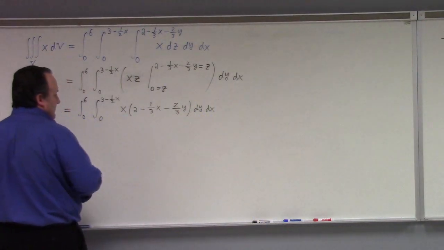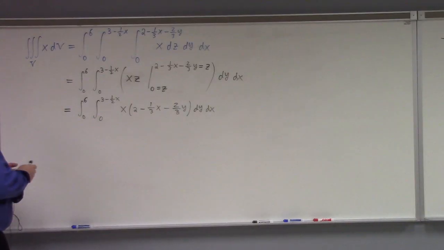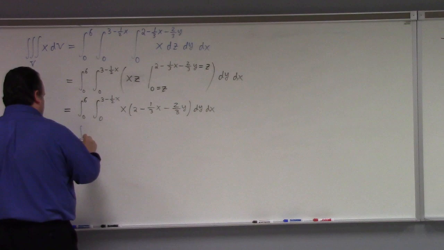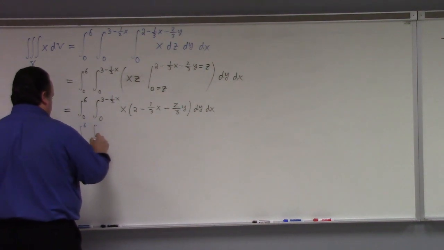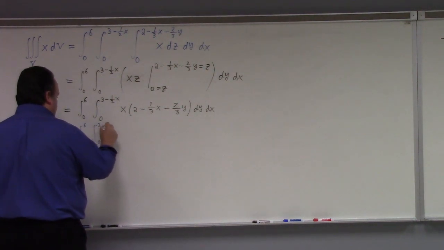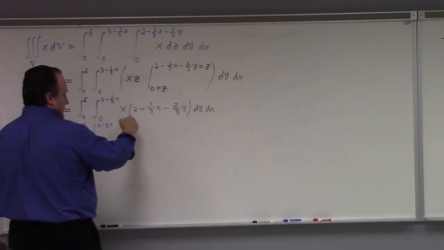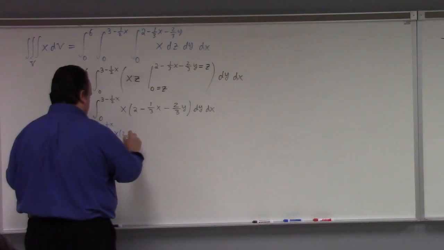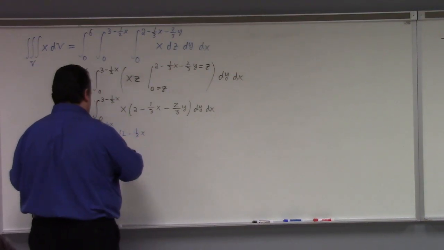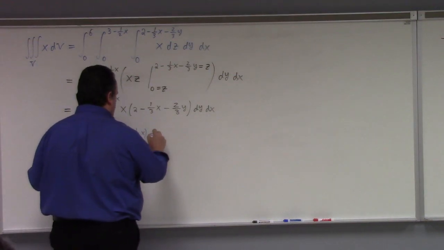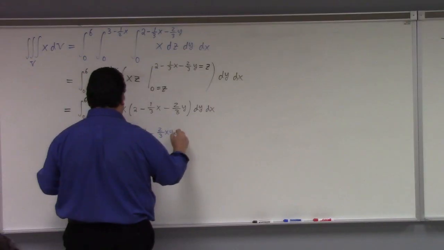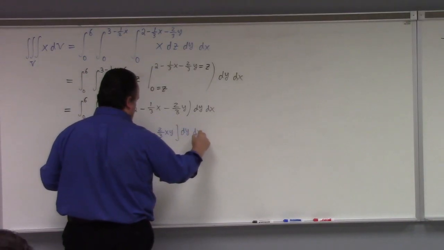Now we need to integrate with respect to y. So I'm going to make one more step in here before I do that. Integral from 0 to 6, integral from 0 to 3 minus 1/2 x. There are two pieces here. The one piece is x times 2 minus 1/3 x, and then I've got minus 2/3 xy, dy, dx.